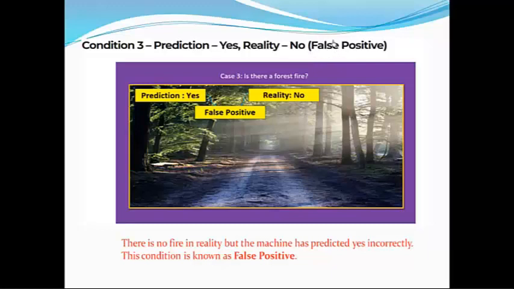When both the answers are not same, in that case, we will write here false. All right. So prediction is yes, that means positive, and both the answers are not same. For that reason, here false will come. So this condition is known as false positive. FP, false positive. All right. So this condition is called false positive.